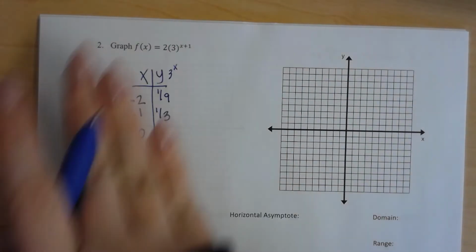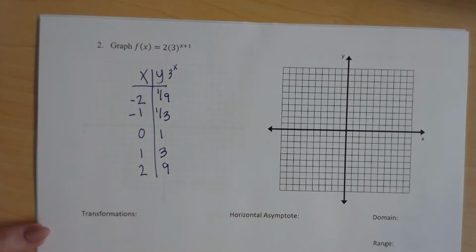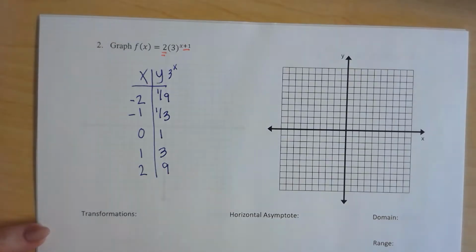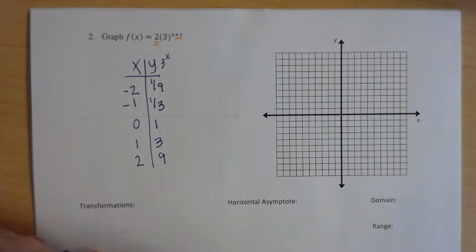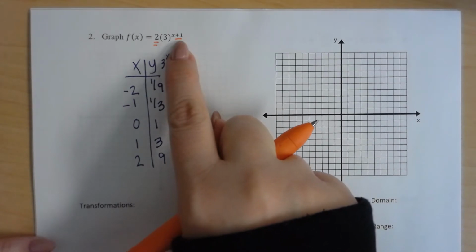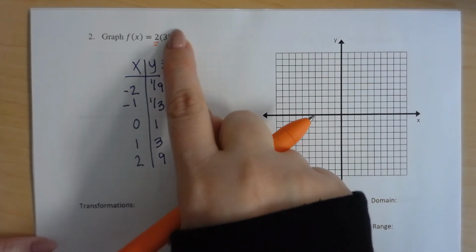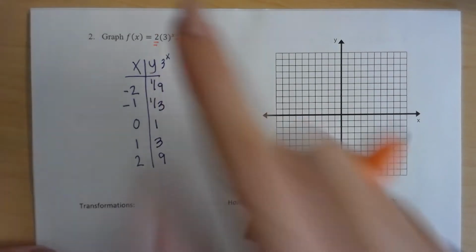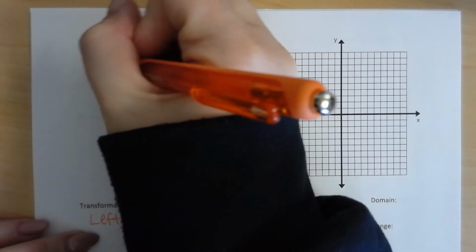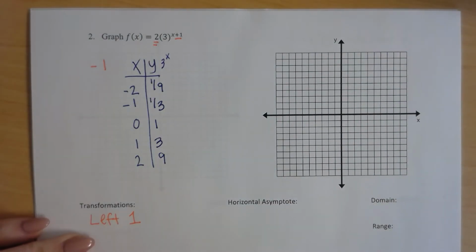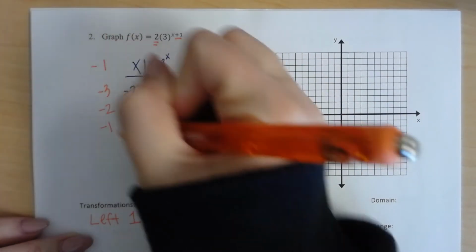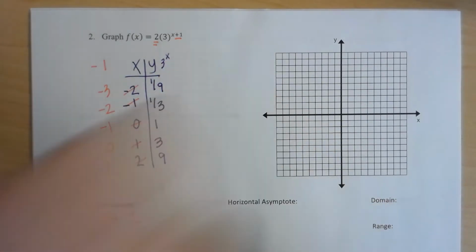Okay, so this is our very basic table. Now, if we look, we've got two transformations here. We've got this 2 in the front, and we've got this +1 with the x. So if you think back to transformations last year, remember when something is with the x, that means it's moving left or right. And remember, anything with the x is opposite. So because it's +1, our transformation is that it's moving left 1, which means I have to subtract 1 to all of the x's. So the x's become -3, -2, -1, 0, 1.